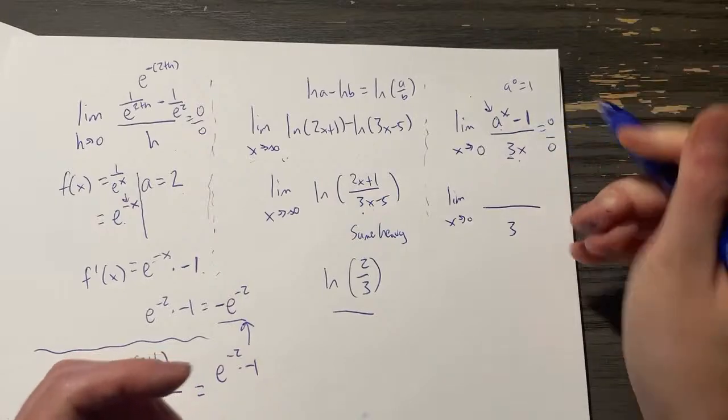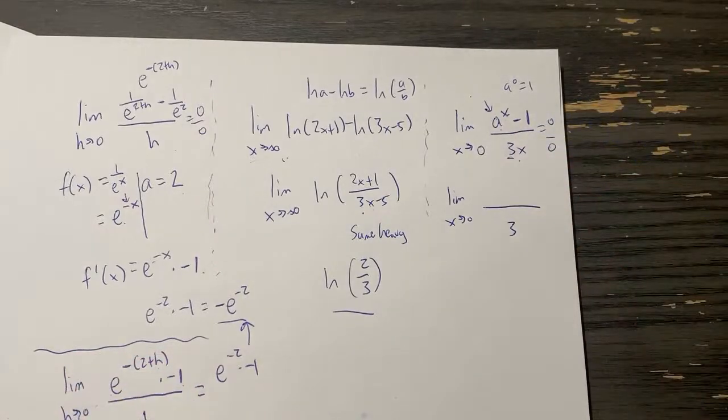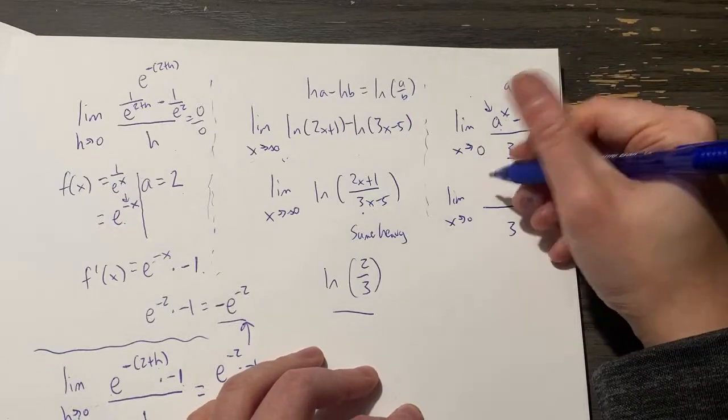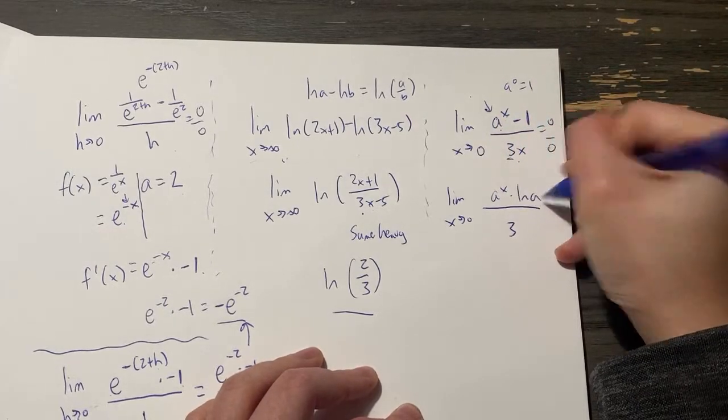And this is the a to the x rule, and it's literally called the a to the x rule. So we should be able to take its derivative pretty easily as a memorization. What's the derivative of a to the x? Well, that's going to be a to the x times ln a.